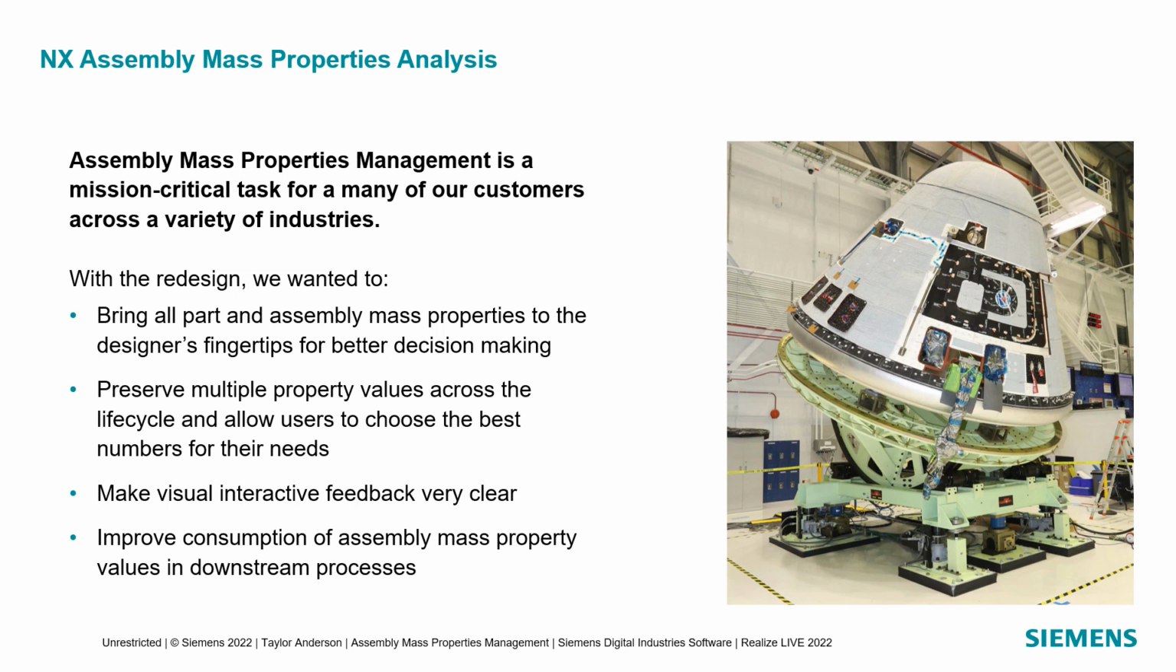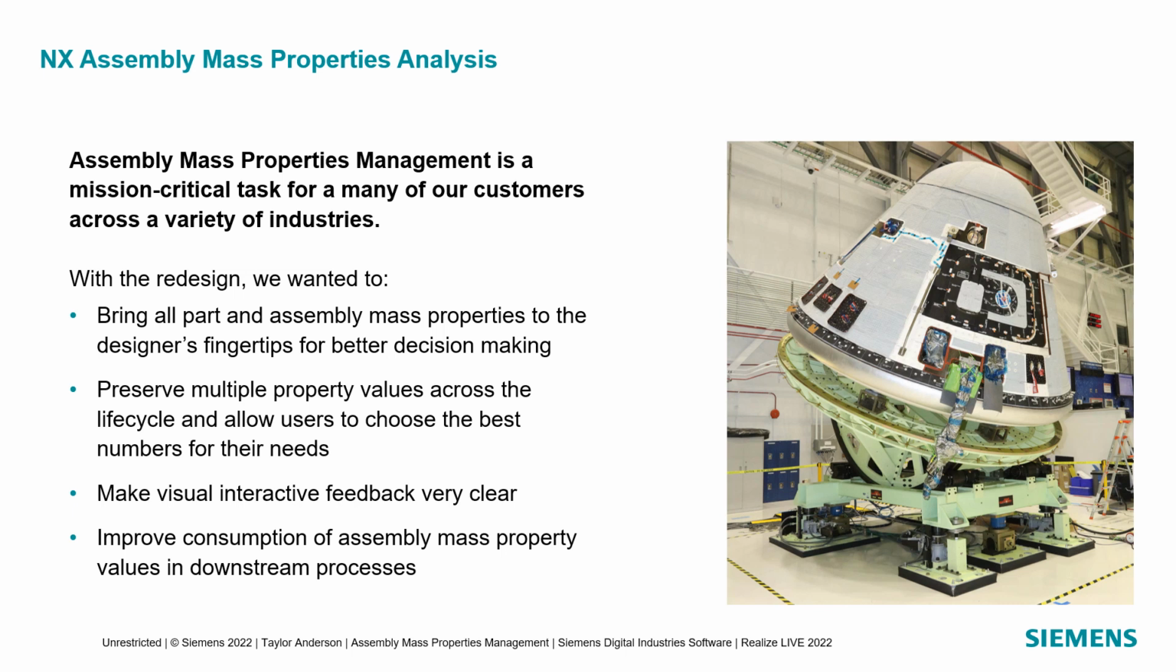Similarly, the second one I mentioned here, we're preserving those multiple property values really across that life cycle, right? We're going to allow users to choose the best numbers as you work. A lot more visual interactive feedback that you'll see as we go through there. That's going to include not just things like validation results. So if there are checks happening on mass targets, for instance property targets, we can see those validation results very clearly, as well as things like center of mass markers that may be present in parts, and we can see those very clearly in the new tools.